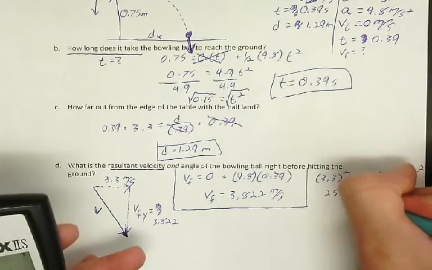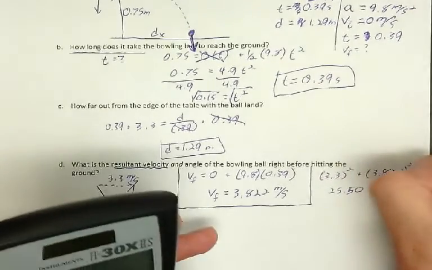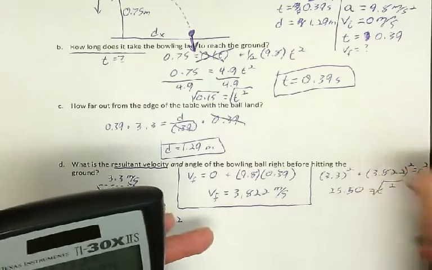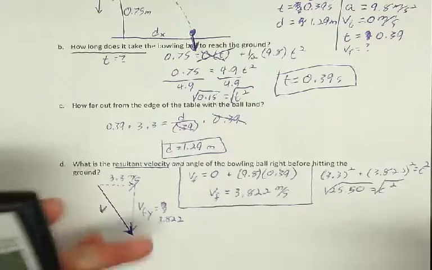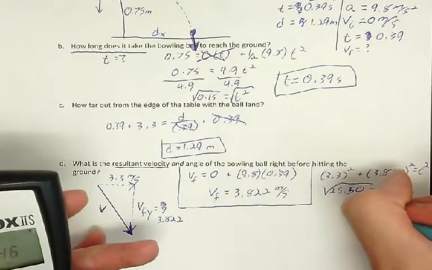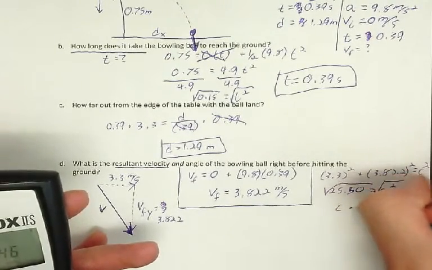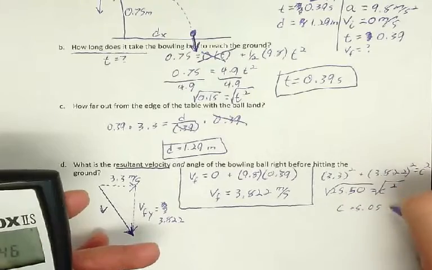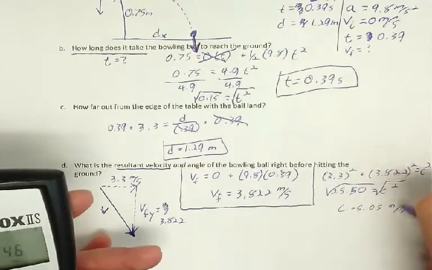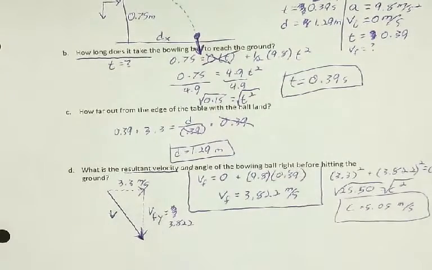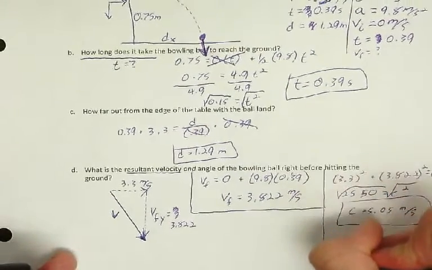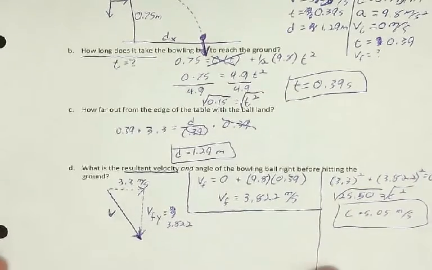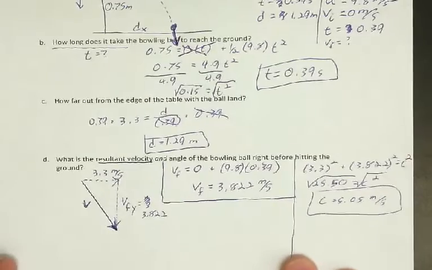25.49, let's round it to 25.50, equals c squared. I need to square root that number. I get that velocity c is 5.05 meters per second. 5.05. I'm not even gonna try to figure that out. Well, you need to know how to figure it out. Yeah, that's it. So we've got the velocity now.